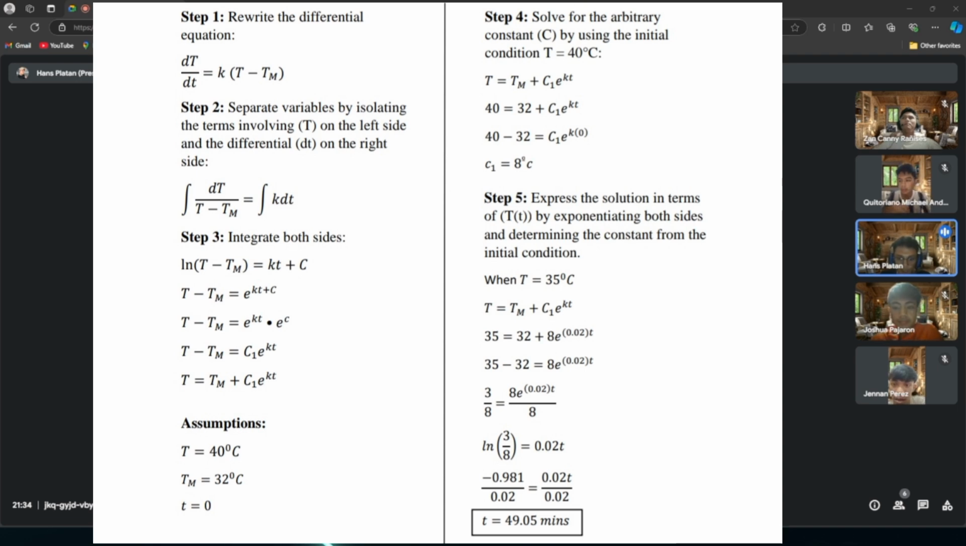Then ln 3/8 is equal to -0.981, which is equal to 0.02t. And we divide both sides by 0.02, and our time will be equivalent to 49.05 minutes.